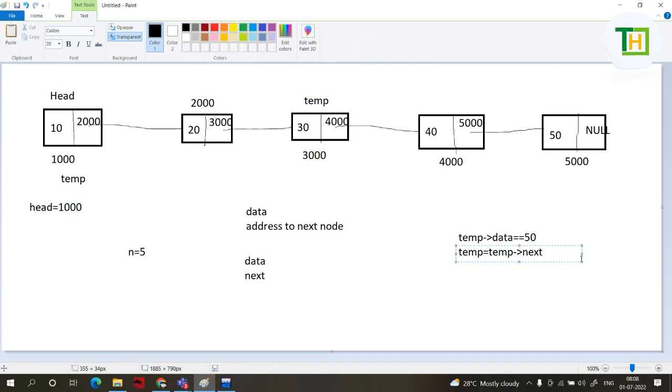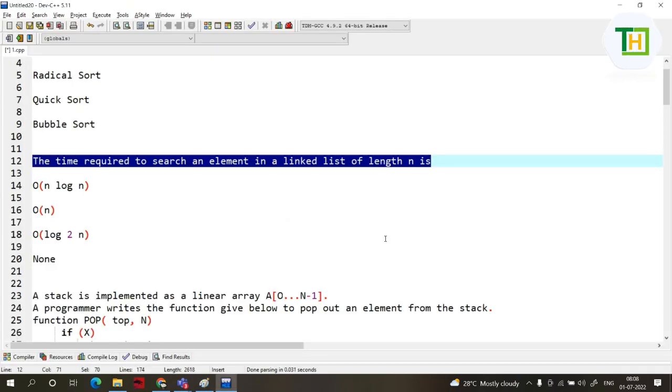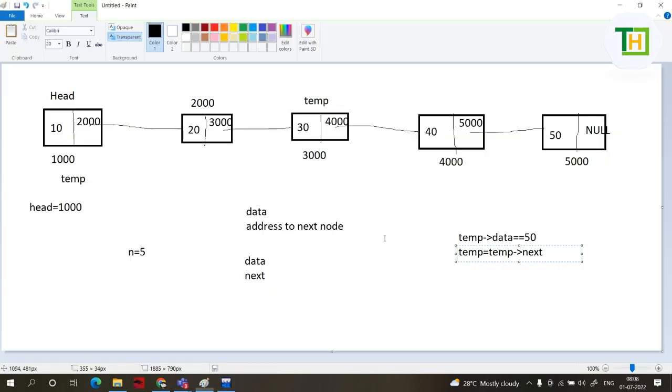Okay. Here the question is the time required to search an element in a linked list. For example, if the element you are searching is the last node, here I have to traverse all the n nodes, right? For example, n is equal to 5, I have to search all the n nodes. For example, here I'm going to search 100. Is 100 in the list? No, 100 is not in the list.